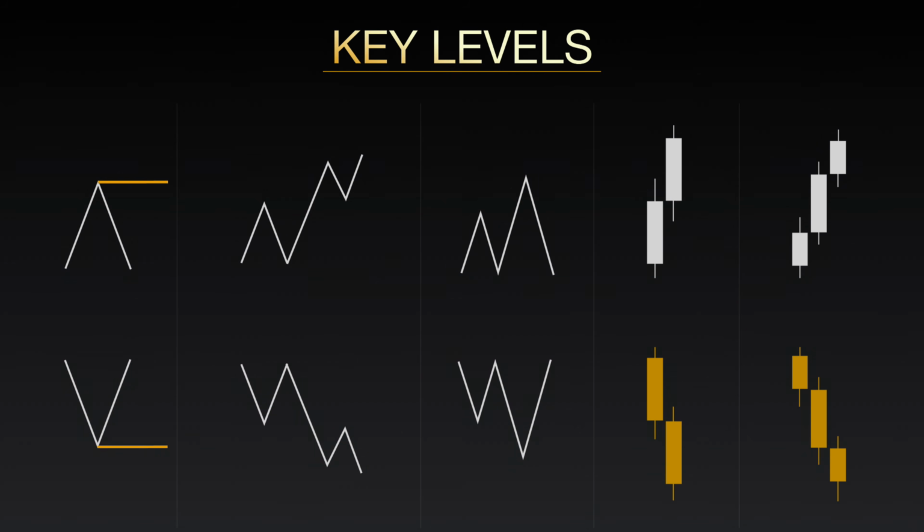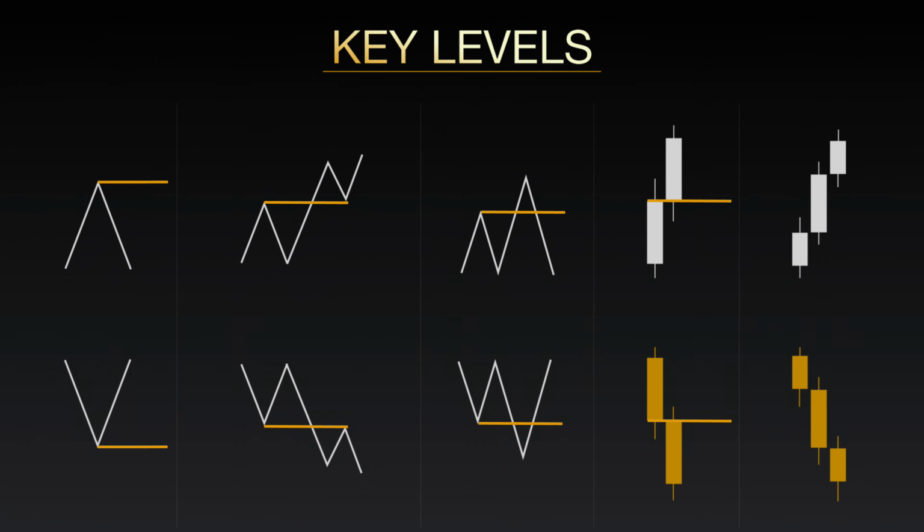When resistance breaks, it can later act as support. And when support breaks, it can later act as resistance. Then we have what we call the left shoulder pattern. When we have two candles moving in the same direction, the closing price of the first candle can also be used as a key level. These levels can later act as support or resistance.